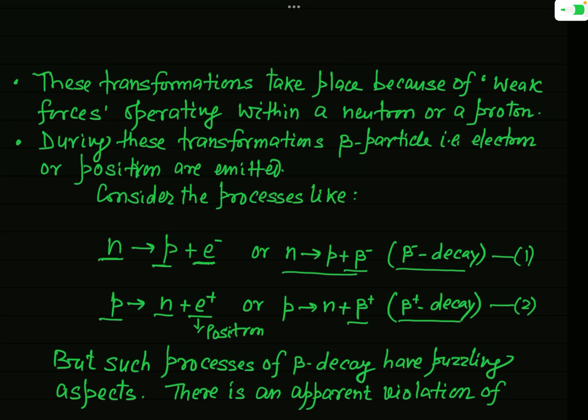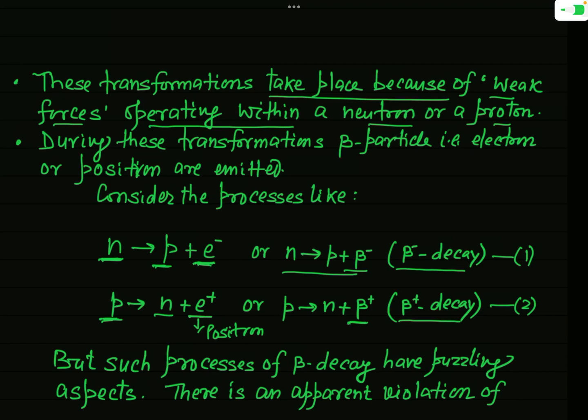But definitely a question has arisen in your mind: how is this neutron converted into proton? Actually, inside the neutron or the proton, a weak force acts, and that weak force operating inside the neutron and proton is responsible for its conversion into a proton and a neutron. So I have mentioned here that these transformations take place because of weak forces operating within a neutron or a proton. But as I have told you, I have just considered that a neutron is converted into a proton and an electron, that is beta minus, and a proton is converted into a neutron and positron, and that positron is called beta plus. But is the actual state of affairs like this?